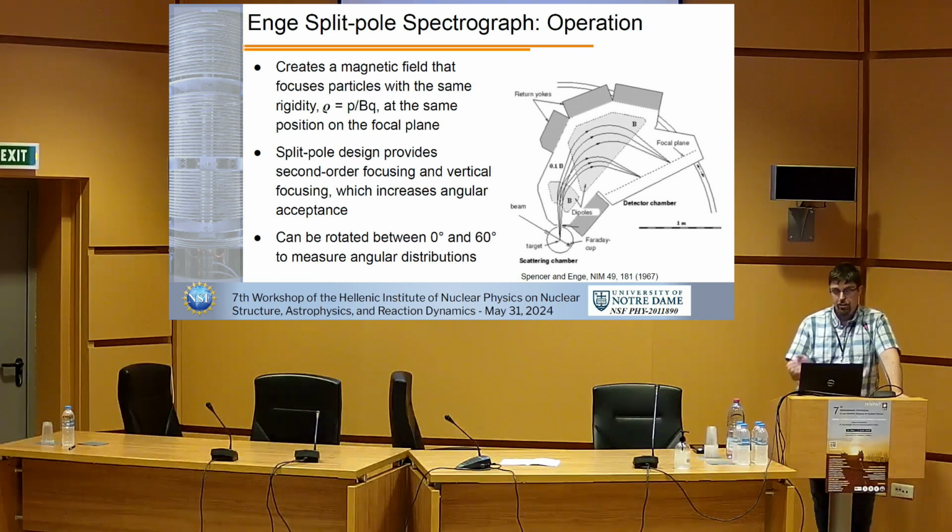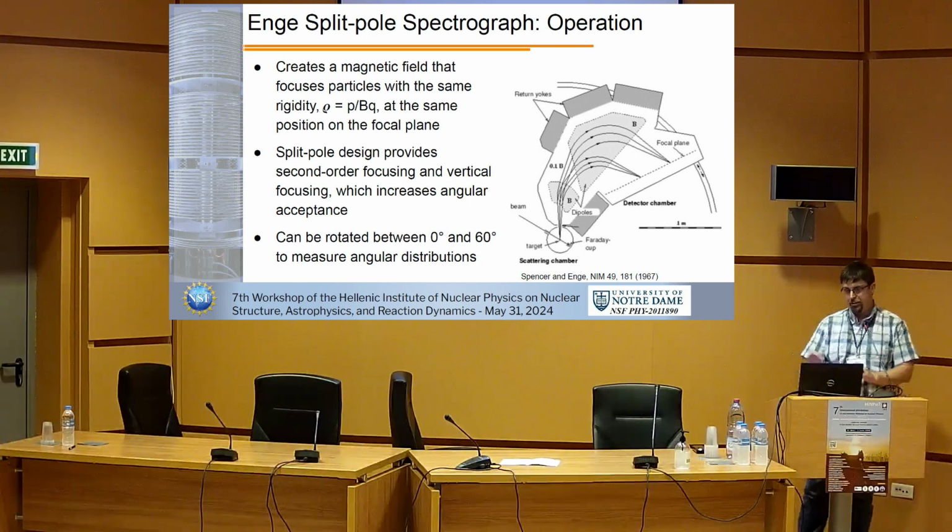And the spectrograph we've installed at Notre Dame can be rotated between 0 and 60 degrees, giving us a good measure of angular distributions. So just to give you an idea, this multi-ton system is basically just one little detector that we can rotate around at different angles.